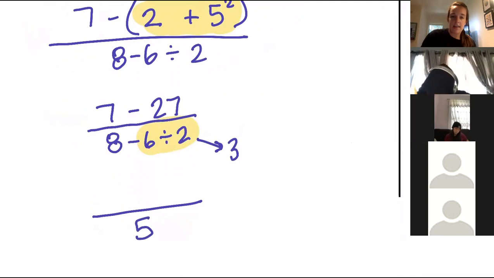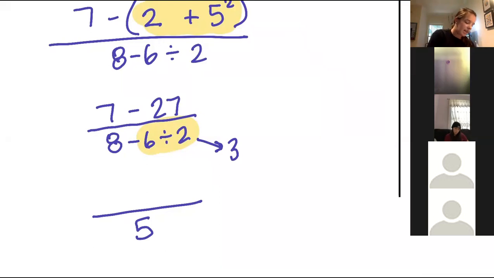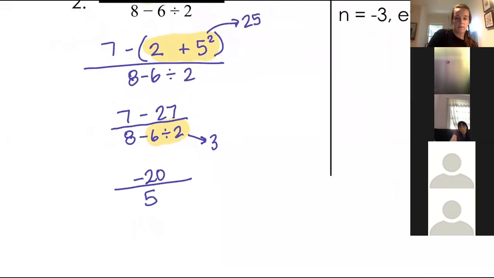All right. And then 7 minus 27, what goes on the top? 20. What kind of 20? Oh, no. Negative 20. Yeah, because I have 7 and I'm taking away 27. That would mean I'm now owing 20. And negative 20 divided by 5? Negative 4. Absolutely. Negative 4.